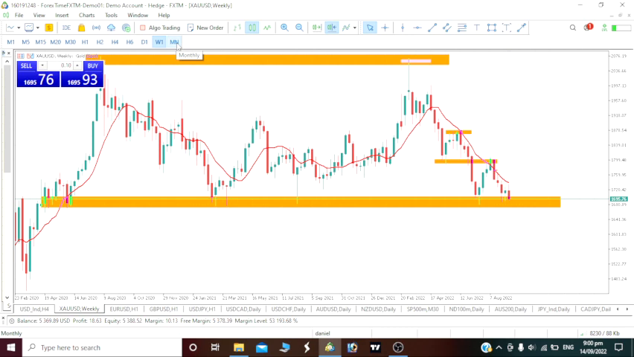So basically, you need to stick to the end to actually get this analysis properly. We would analyze it from the weekly time frame downward to the 1 hour time frame, and we will show how to actually place this trade.